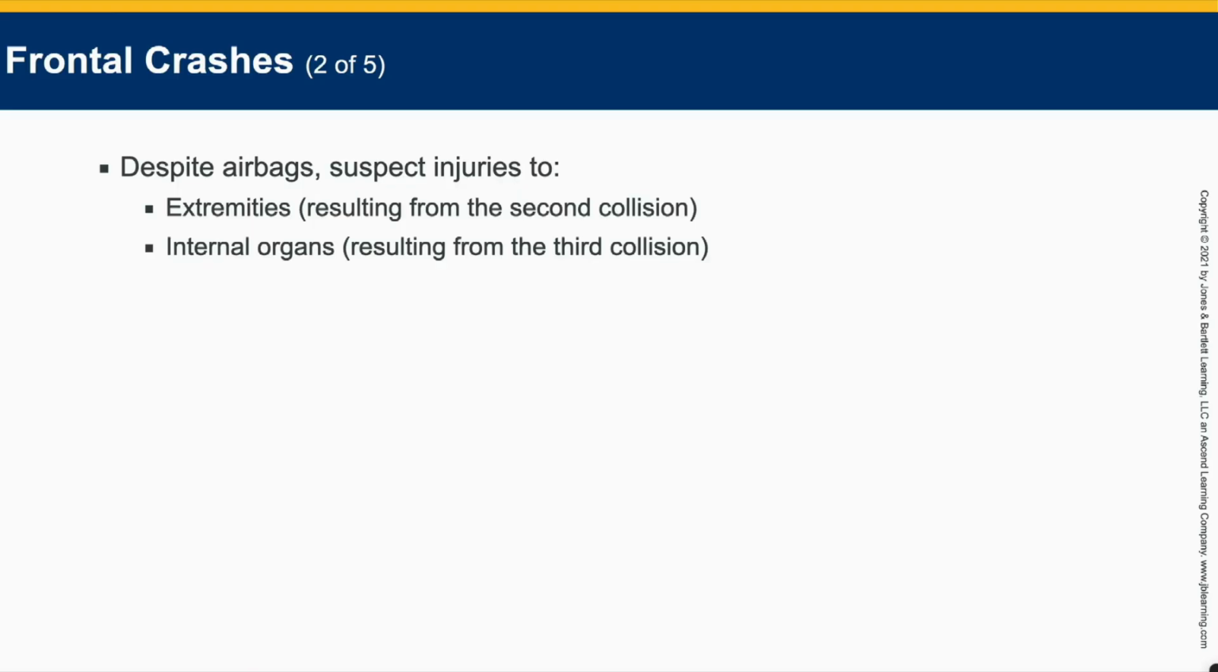So in frontal crashes, you should still be thinking about injuries to the extremities, especially from that second collision, where the body hits the interior of the vehicle. And then, just as important, you need to consider injuries to the internal organs from that third collision. Remember, the body may stop, but the organs keep moving. So even if everything looks controlled on the outside, there still can be significant internal damage. That's why your assessment has to go beyond what you see and focus on what could be happening underneath.